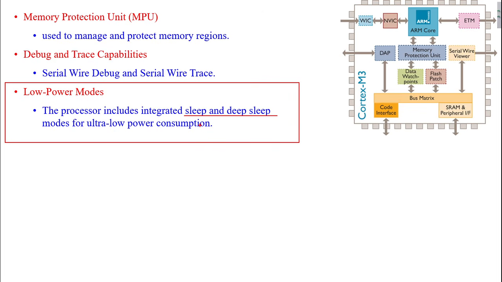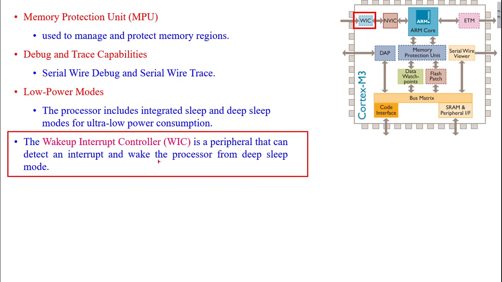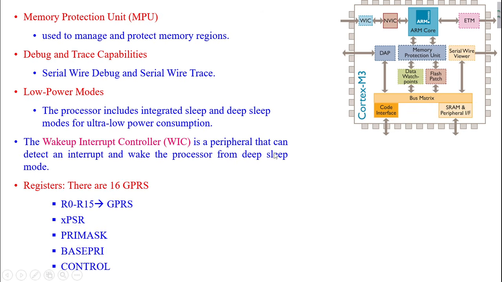Or you can also say sleep mode or deep sleep mode. In order to wake up the processor, we have a separate block called WIC. Here you can see. WIC stands for wake up interrupt control. This is a separate interrupt block defined in our Cortex M3 processor in order to wake up the processor when it is in sleep mode or deep sleep mode. If the processor has entered sleep mode, how do you wake it up? We have an interrupt mechanism called wake up interrupt control. With the help of WIC, we are able to wake up the processor.